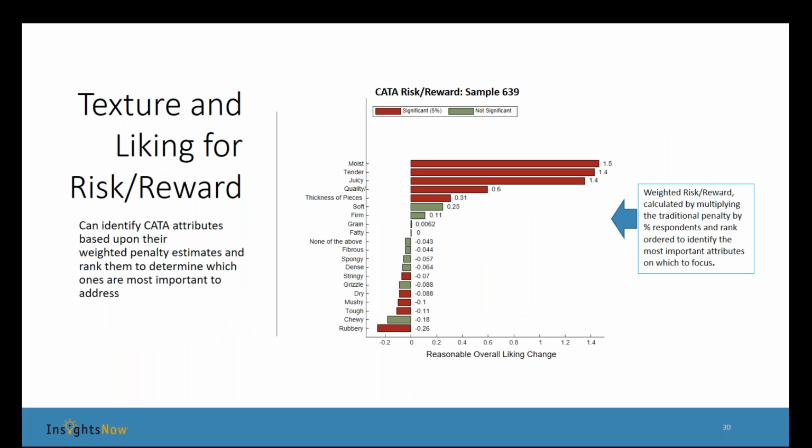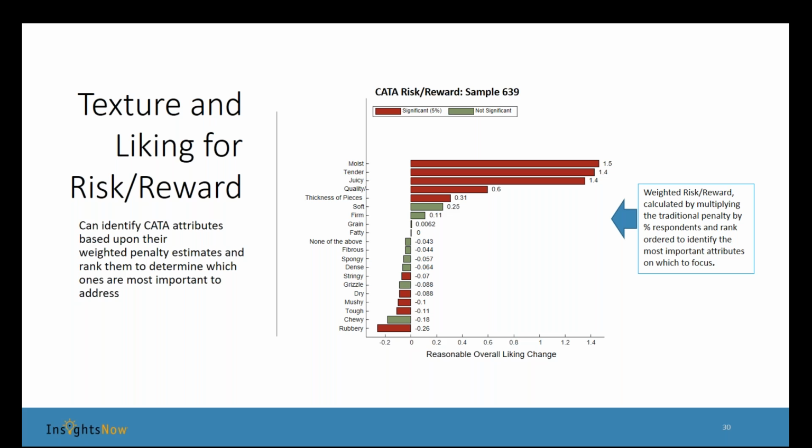Now, the other thing we like to do with the risk and reward data is weight the data based on the percentage of people, because one of the things that you see in that scatter plot is that the penalties listed on the left-hand side of, like, 2 full scale points in overall liking, it's not like you're going to be able to fix that attribute and suddenly improve the product by 2 points on a 9-point liking scale. So what we like to do is weight it against the percentage of people in the study, and that gives us a more reasonable look at what overall liking change might actually look like.